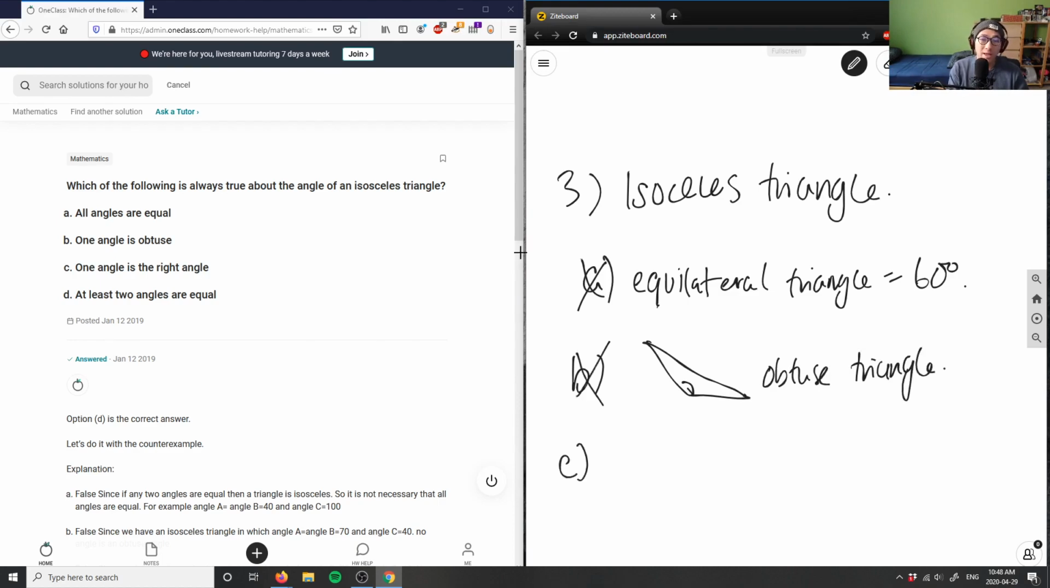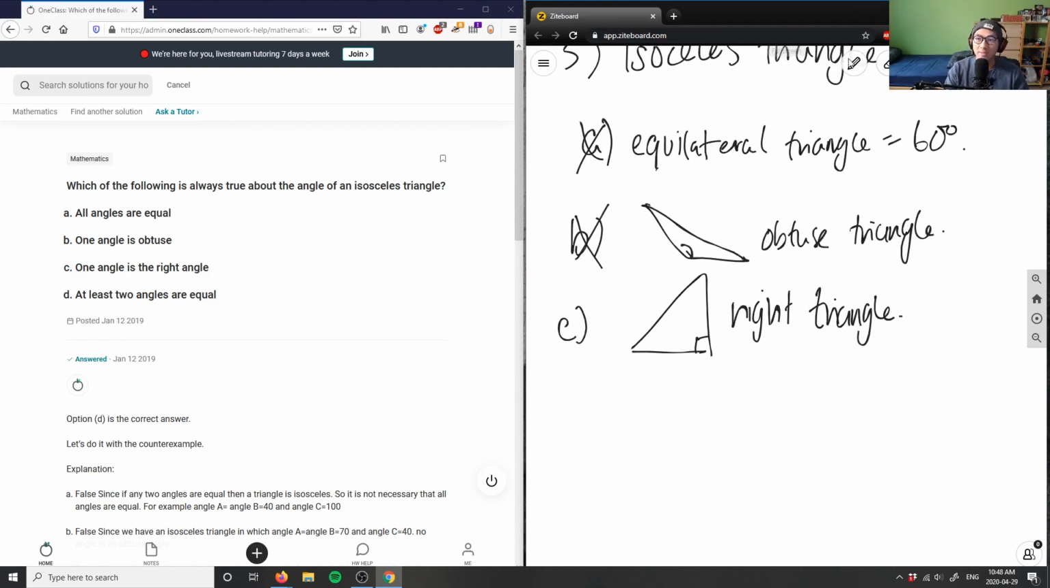C here is one angle is the right angle. So if I have a right angle here, this is my right angle. This is simply a right triangle, right? And this is not an isosceles triangle. So C is also incorrect, which means D here has to be my answer, right?